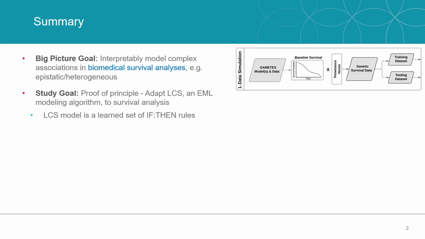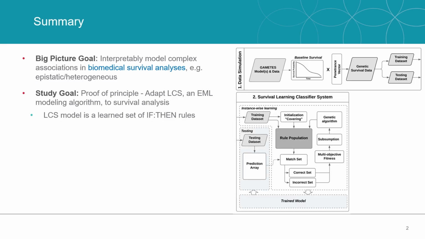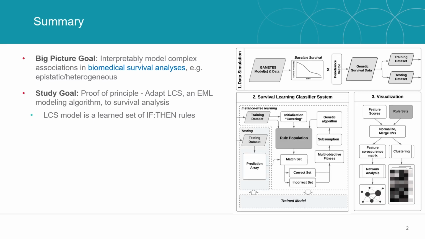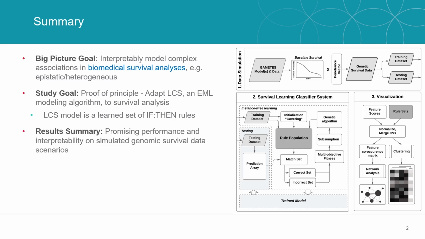This study includes simulating genetic survival datasets, implementing and applying our survival learning classifier system, and exploring visualization strategies to interpret underlying complex patterns of association. To summarize our results, we found promising performance and interpretability on simulated genomic survival dataset scenarios.